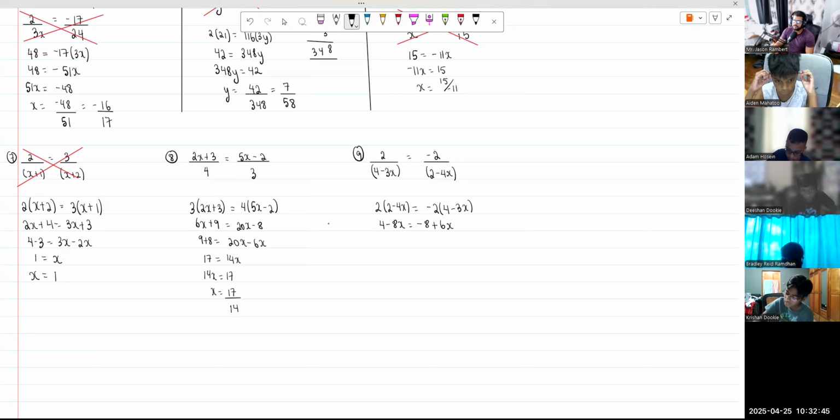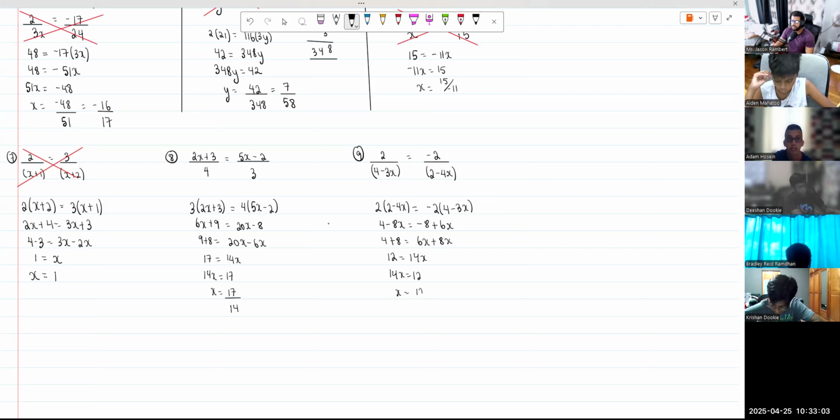I want to move the 8, so I'll get positive numbers. So I'll get 4 plus 8 is equal to 6x plus 8x. 12 is equal to 14x. It's the same thing as saying 14x is 12. And x is 12 divided by 14. And this can be simplified as 6 over 7.